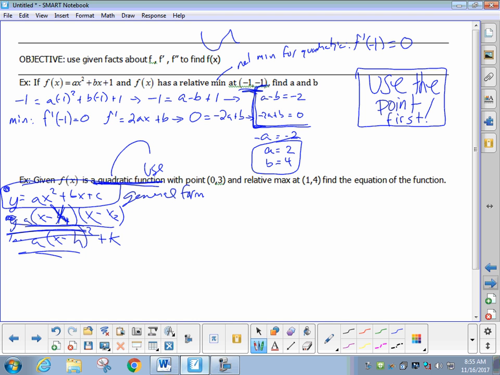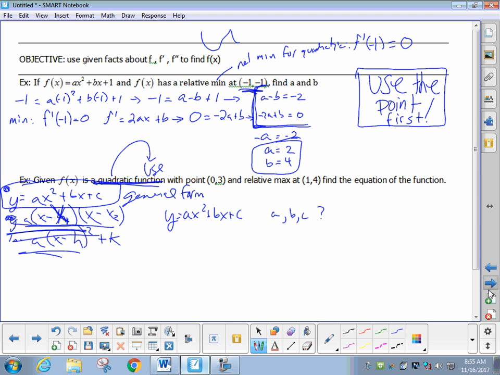You have to make that connection. Quadratic function means ax squared plus bx plus c, okay? If y equals ax squared plus bx plus c is the case, then we need to find a, b, and c to answer the question. They say, what's the equation? I need to know a, b, and c, right?